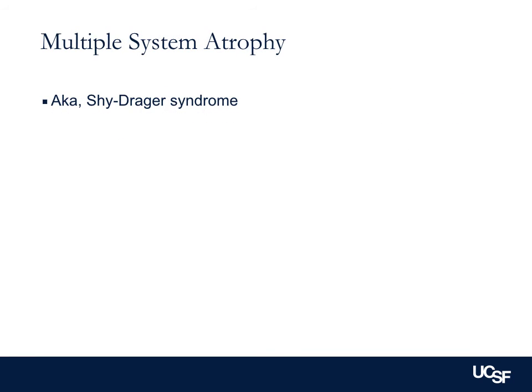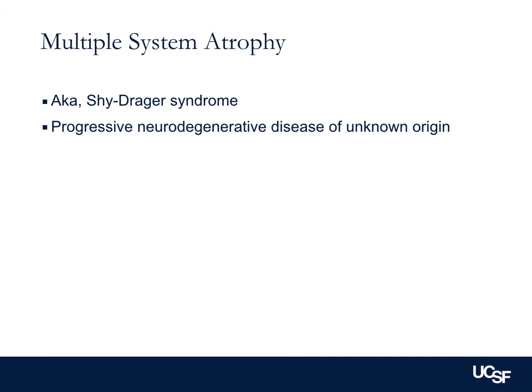Multiple system atrophy, MSA. This is one that you don't necessarily see as often, but they like it for test questions, so it's certainly worth paying attention. It's otherwise known as Shy-Drager syndrome. It's a progressive neurodegenerative disease of unknown origin.